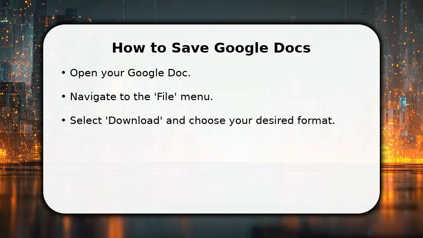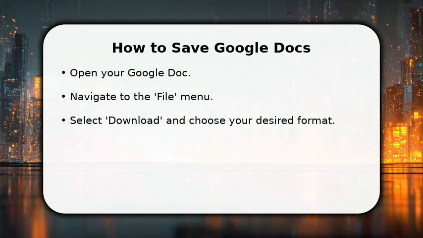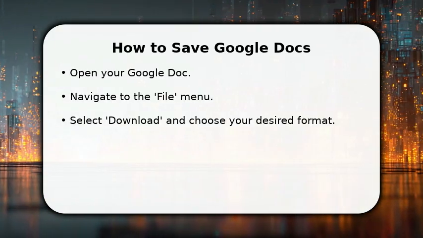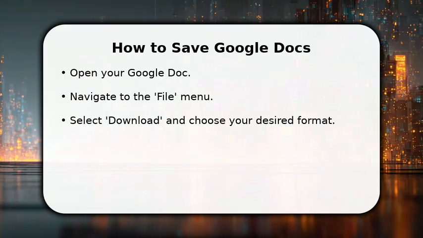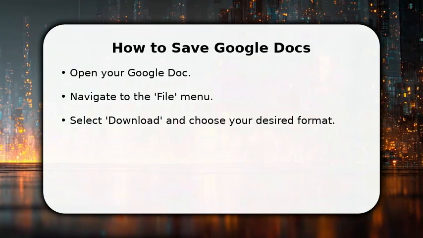Then, navigate to the File menu located in the top left corner of your screen. From the drop-down, simply select Download and choose the file format that best suits your needs. This will save the document directly to your computer's Downloads folder, ready for use.